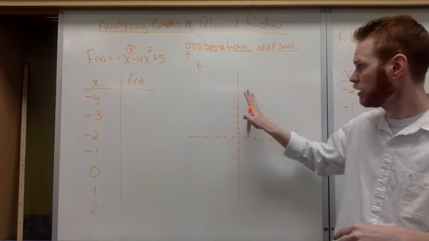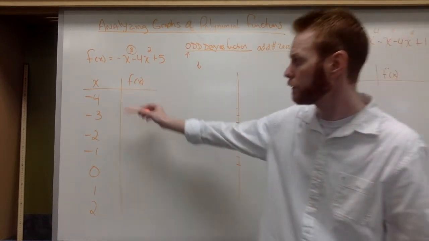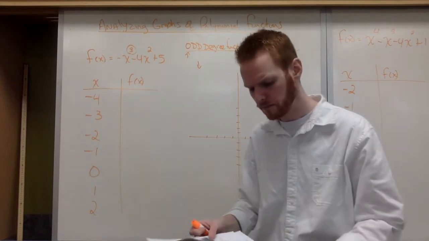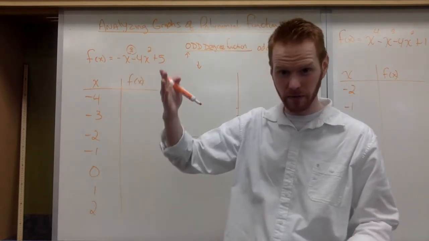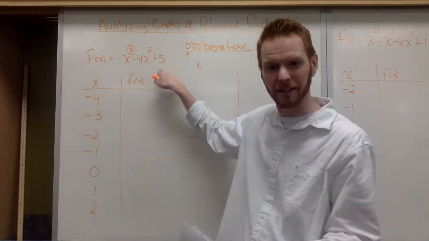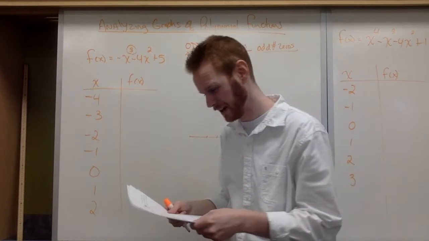So let's go ahead and fill out an XY table, okay? And we're going to go from -4 to 2. We're going to use that range. And when we plug these values into this function, and like I said, I'm saving time. I'm not going to plug each number in and evaluate. This video would take a long time to make.